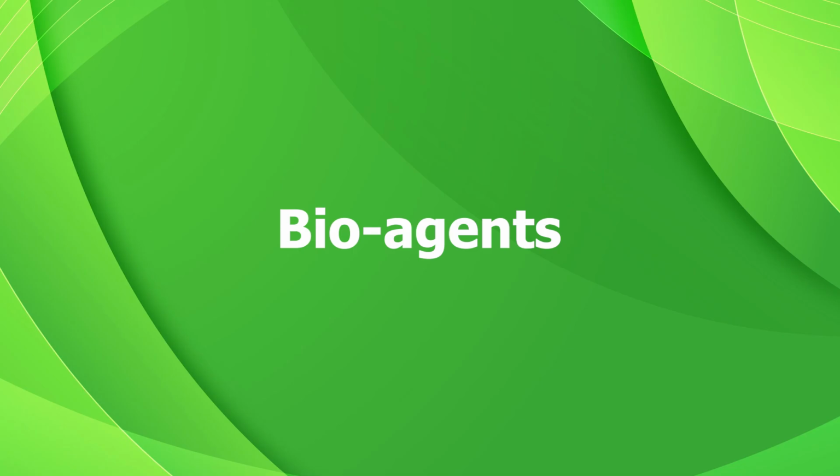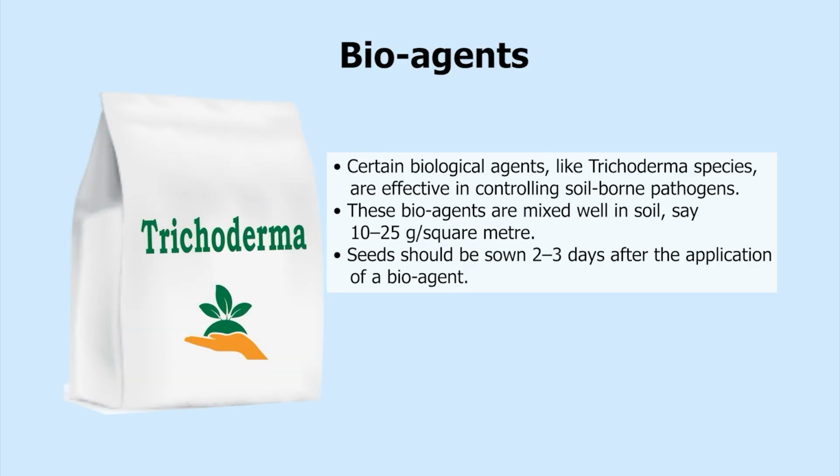And third, last one is bioagents. Certain biological agents like Trichoderma species are effective in controlling soil-borne pathogens. These bioagents are mixed well in soil, say 10 to 25 gram per square meter. Seeds should be sown 2 to 3 days after the application of bioagent.